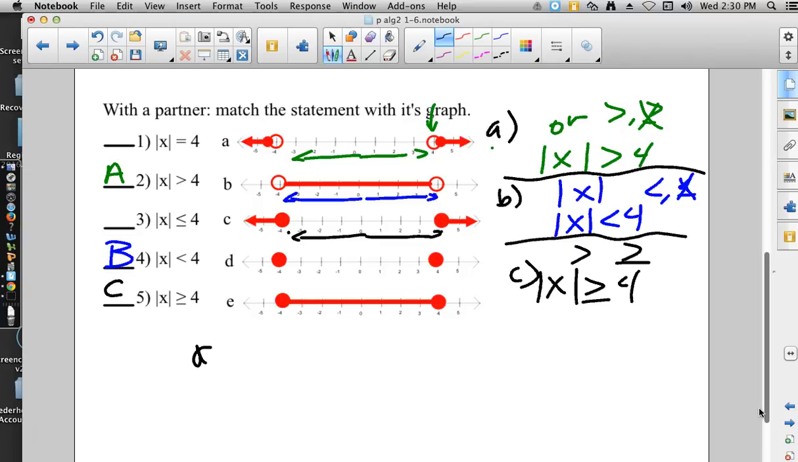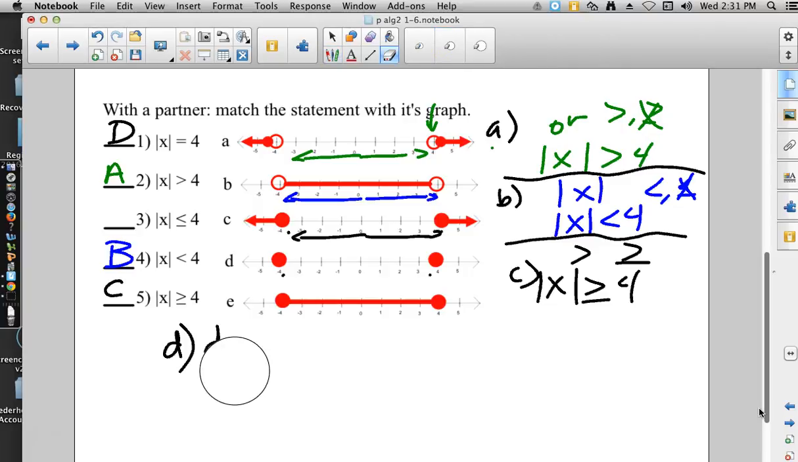D just has 2 dots. Well, if it just has 2 dots, then it's not an inequality, because inequalities have to do the and sandwich or graphing to the extremes. So that means it can't have a less than, a greater than, a less than or equal to, or greater than or equal to. It has to have an equals. That's D. So this is definitely D for number 1.